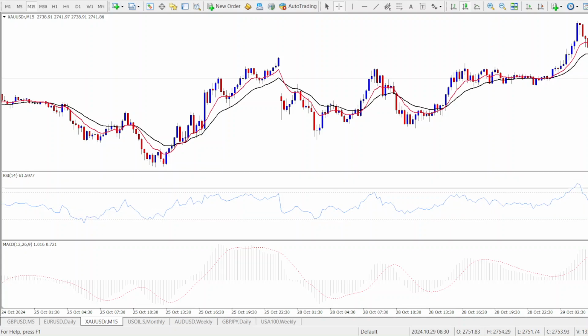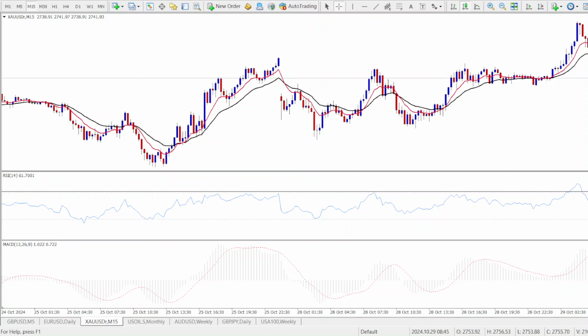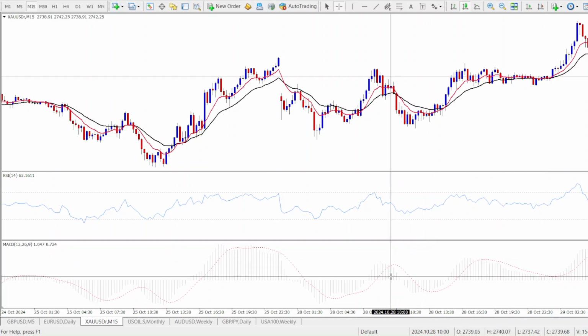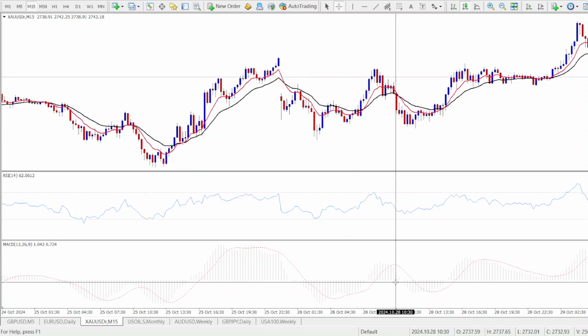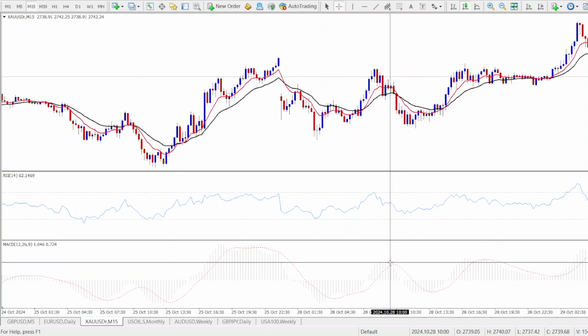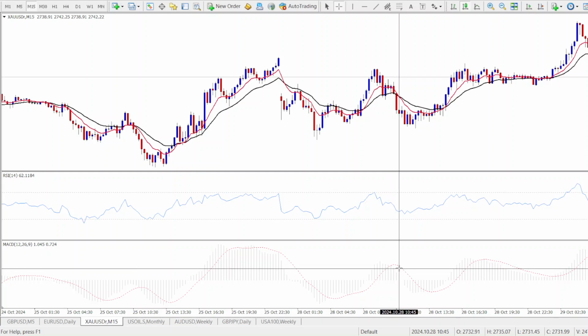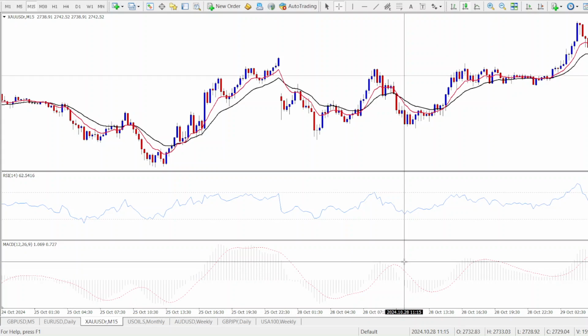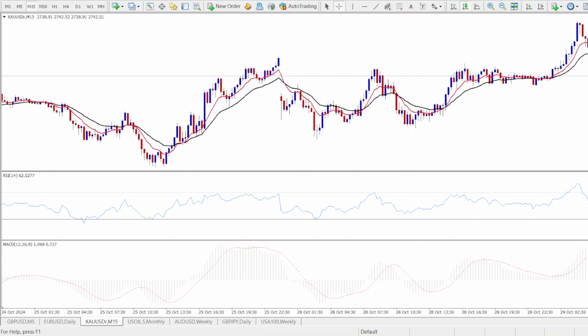Now, in addition to the crossovers, traders also watch for divergence between the MACD and the price. If prices are moving higher while the MACD is trending down, it might suggest that a reversal is coming. The MACD is versatile and one of the most effective indicators, although it does not guarantee profit, but it's an effective indicator for trend following, especially in intraday trading.